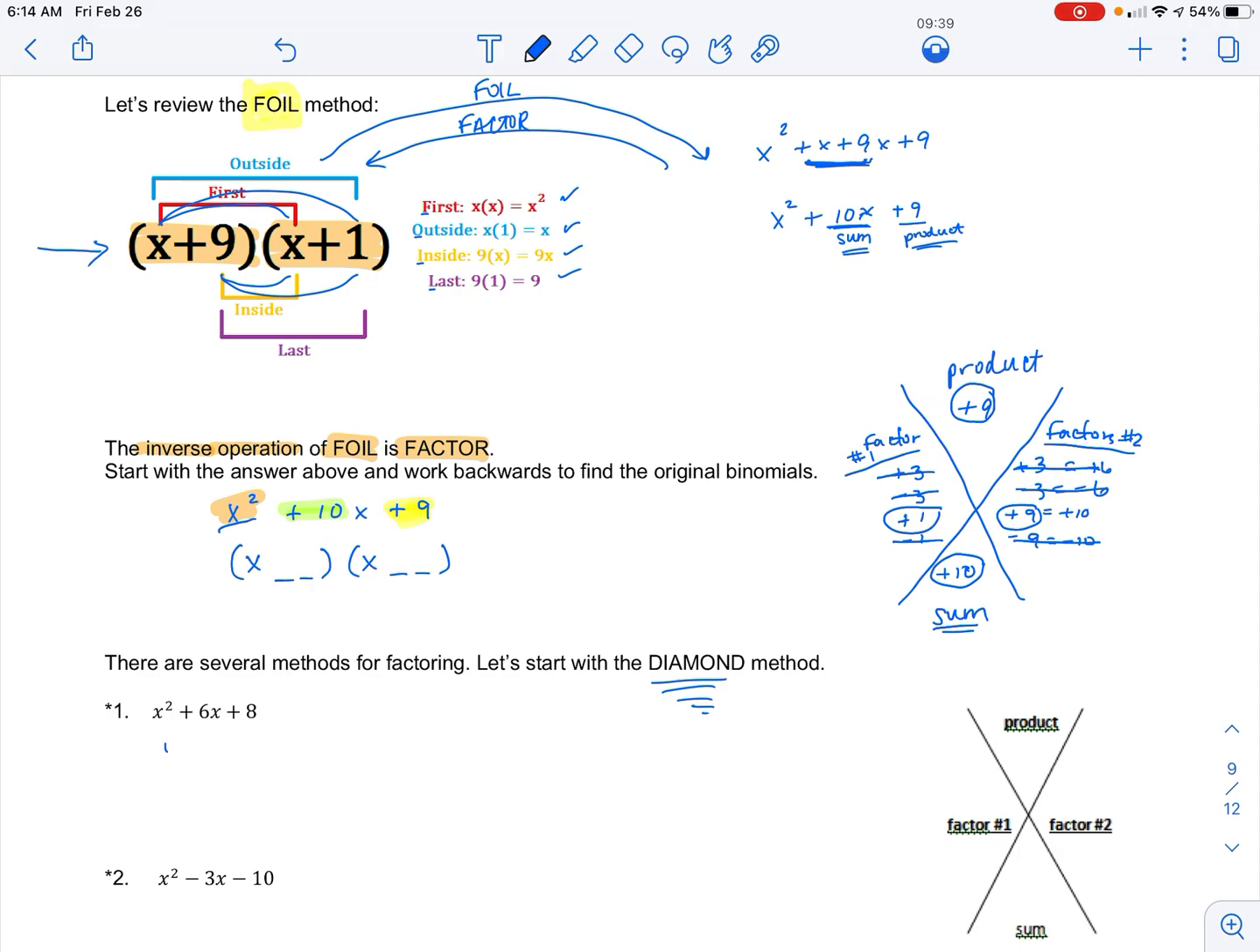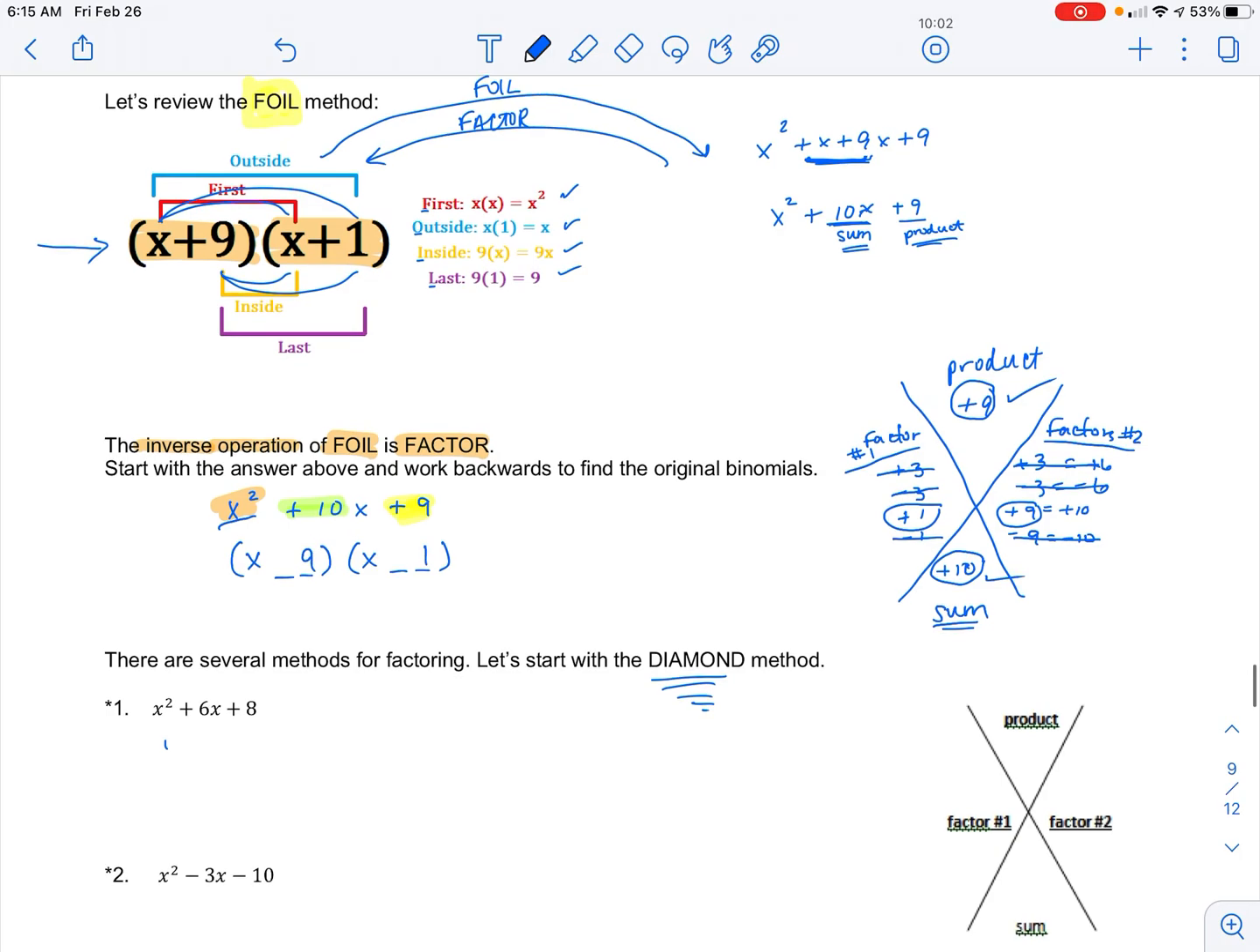So here's the factors that I need, because when I multiply them, they give me my positive 9, and when I add them, they give me my positive 10. So the combination of numbers here that I want is 1 and 9, both of those being positive. That's how we get back to our original form. And I noticed they actually put the 9 and the 1 in the opposite order. It doesn't matter. You're going to come out with the same one. Some of you might put x plus 1 times x plus 9.